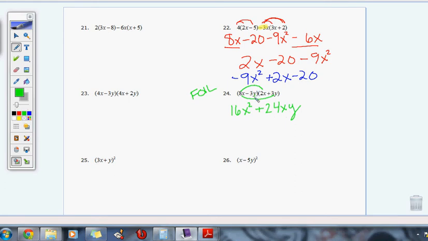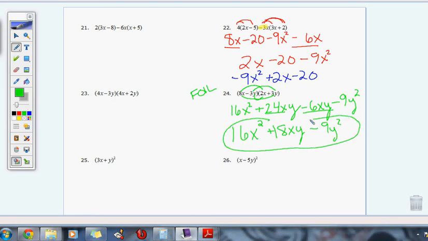Inside, negative 6xy. And then last would be negative 9y squared. And when we combine like terms, we're going to have 16x squared, positive 24xy, negative 6xy, combines to 18xy, and then we have minus 9y squared. And that is the most simplified answer. We are done with that second degree trinomial.